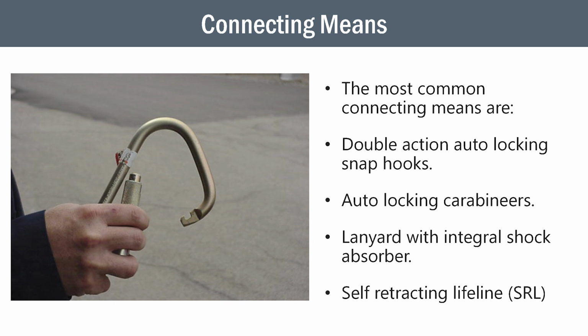So OSHA wants you not to use the non-locking. Do not use those. If they don't lock, you can't use them. Real simple. I'll show you why in a little bit. So we only need, like I say, the double action auto locking snap hooks or these carabiners.